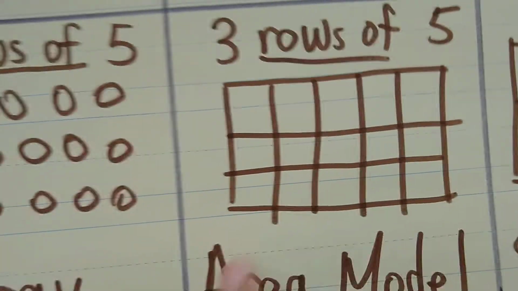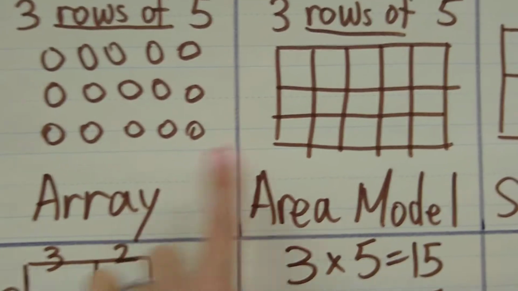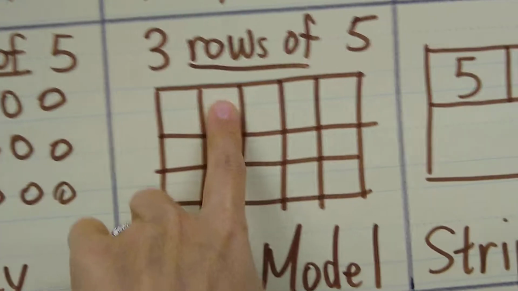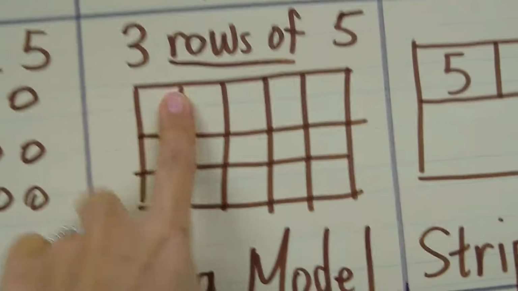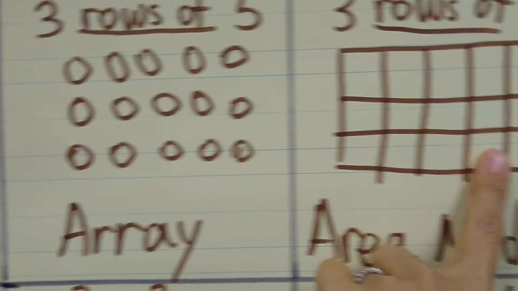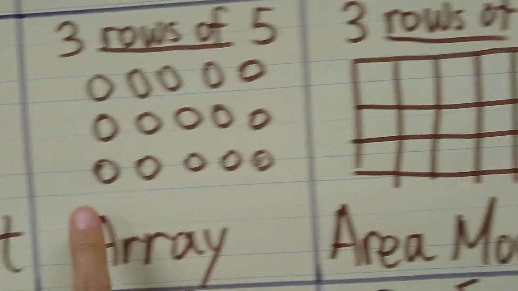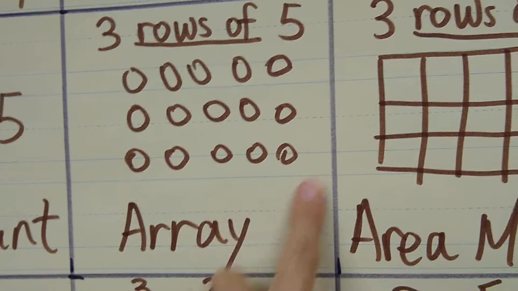An area model is a form of array. It's a special form of array. In an area model, we put all the squares together, touching each other. So it's basically the same thing, but the only difference is in an area model, we have to use squares. And in an array, you can use anything to represent your rows and columns.